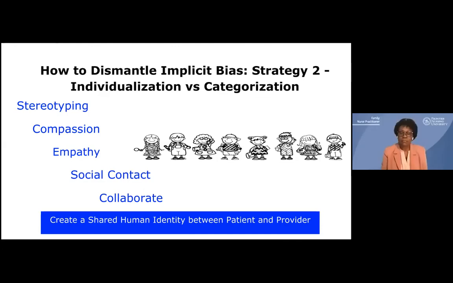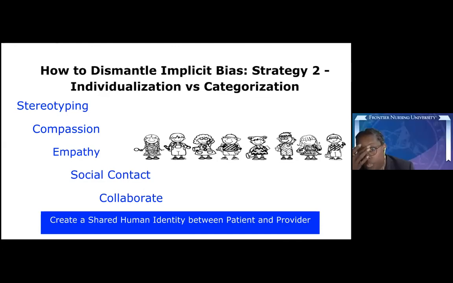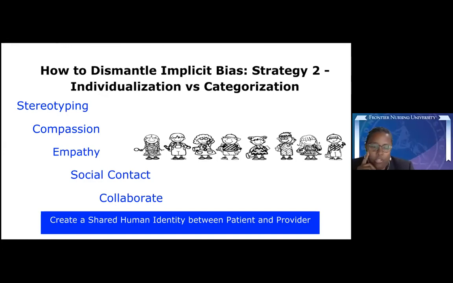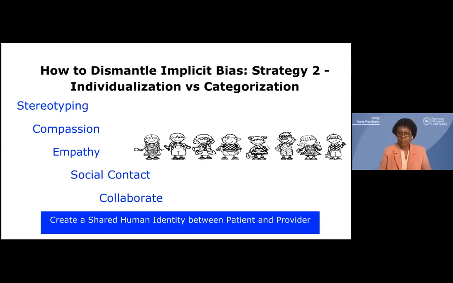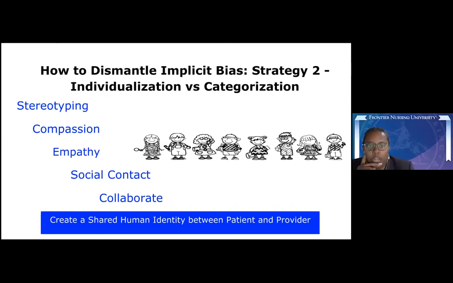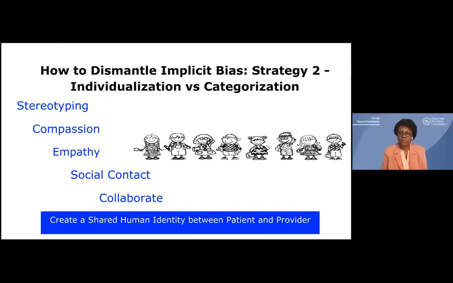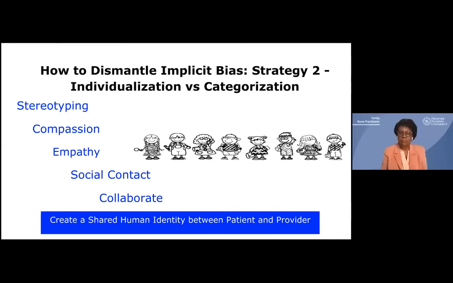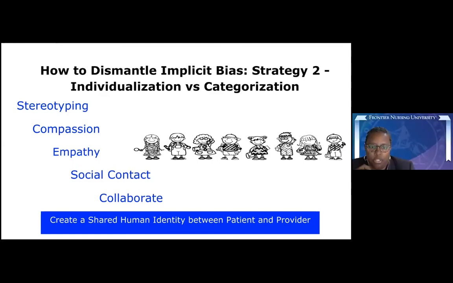Another way to individualize versus categorize is to increase social contact, having cultural encounters. Expose yourself to face-to-face encounters in different environments with different people from different cultures, different classes. If everyone you affiliate with looks like you, is of the same socioeconomic status as you, that is not the way to dismantle implicit bias.